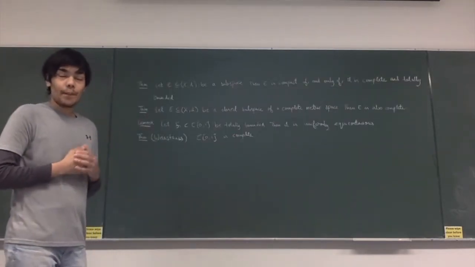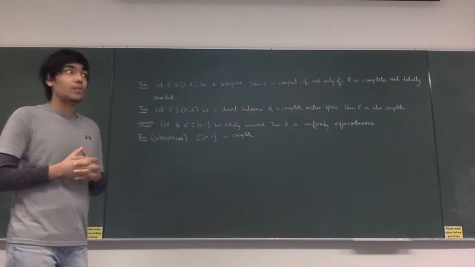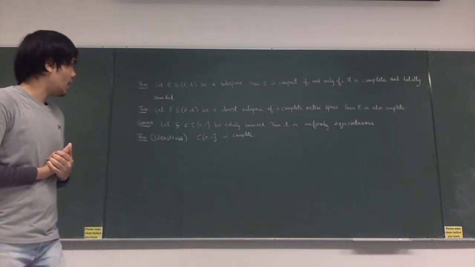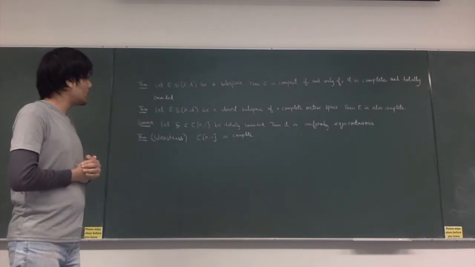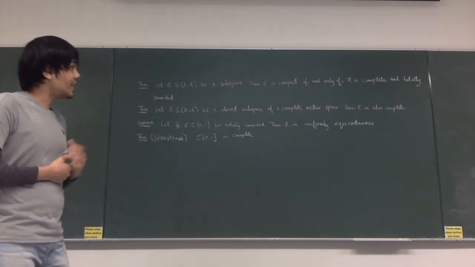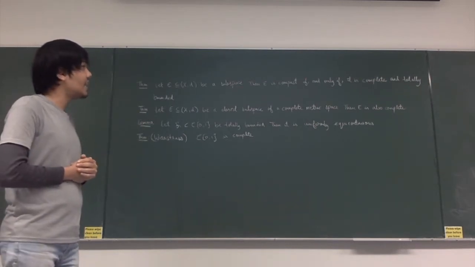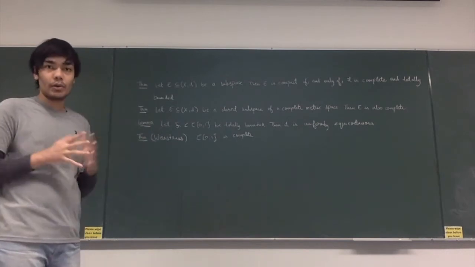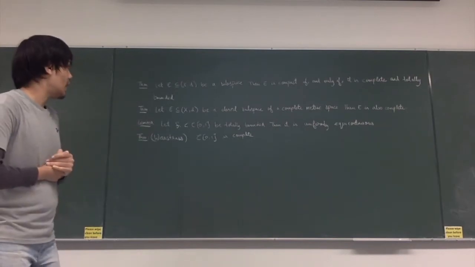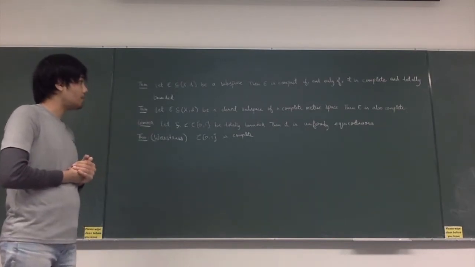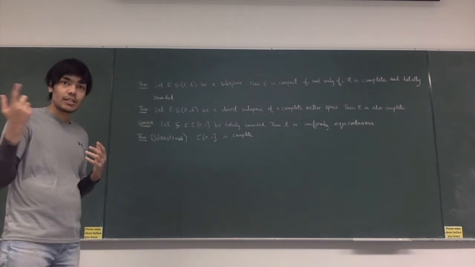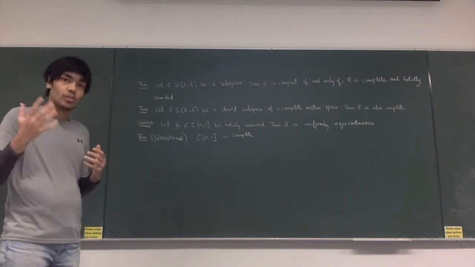Now we present three theorems and one lemma that are going to be used as stepping stones in our proof towards the great Arzela-Ascoli theorem. Our first theorem is that if E is a subspace of a metric space (X, d), then E is compact if and only if it is complete and totally bounded. The second theorem is that if E is a closed subspace of a complete metric space (X, d), where X is complete and E is closed, then E is also complete.